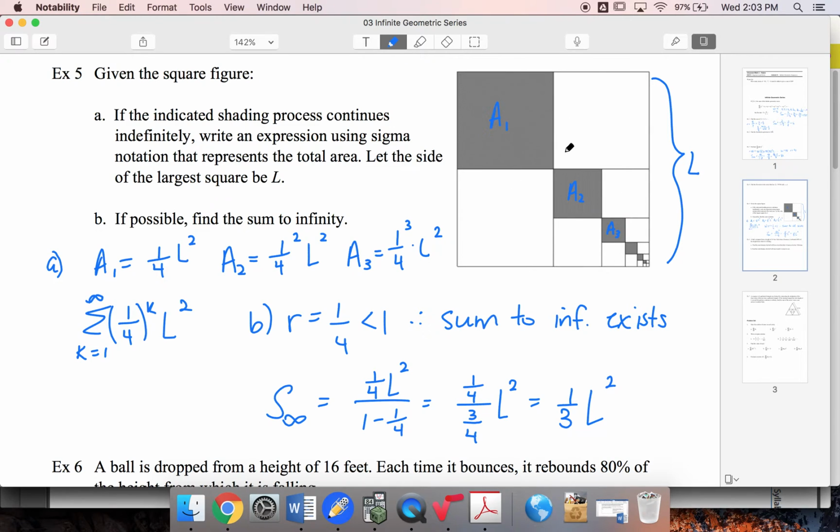So if I totaled all of these shaded areas, in the end, it would create 1/3 of the total square. Pretty cool, huh?